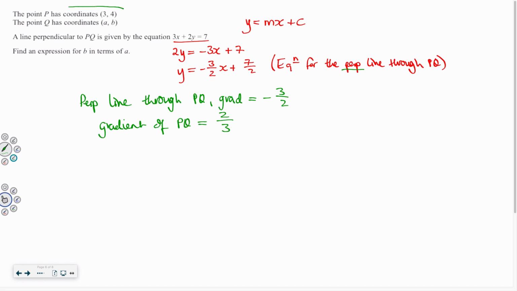We've been given 2 points on the line PQ, and they are the points P and Q. So to work out the gradient of the line PQ, we can do the change in the y's divided by the change in the x's. So that's going to be b minus 4 over a minus 3, and that would give our gradient for PQ. Now hang on a minute, we know the gradient of PQ, that's 2/3, because we worked that out using the perpendicular gradient. So we can set that equation equal to 2/3.